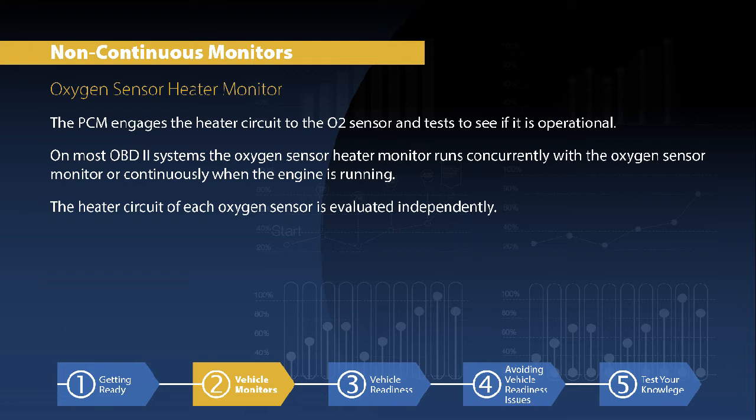On most OBD2 systems, the oxygen sensor heater monitor runs concurrently with the oxygen sensor monitor, or continuously when the engine is running. However, the successful completion of the monitors are independent events. During oxygen sensor heater monitoring, the PCM turns the heater strip circuit on and off for each sensor and looks for an expected change in current.